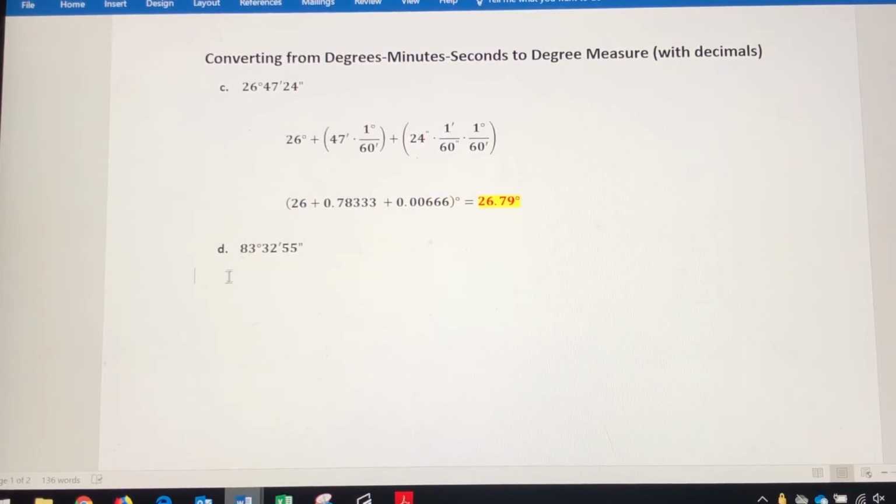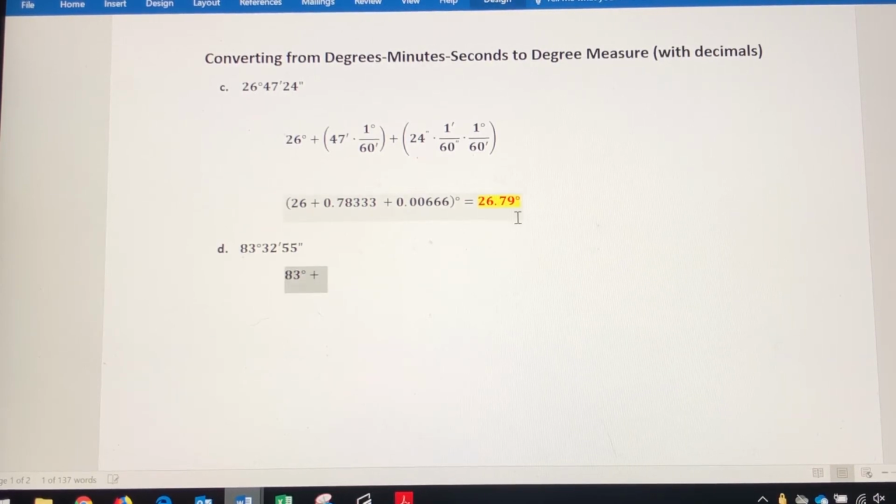Let's do the next one. We've got 83 degrees, 32 minutes, 55 seconds. If you want to pause the video here and give this one a try and then come back and check your work, that would be a good idea. All right, so we know we have 83 degrees, so our final answer is going to be 83 point something. Now 32 minutes is more than half of 60 minutes, so we know we're going to be bigger than 83.5. It's always good to have an idea of where your answer is going to fall.